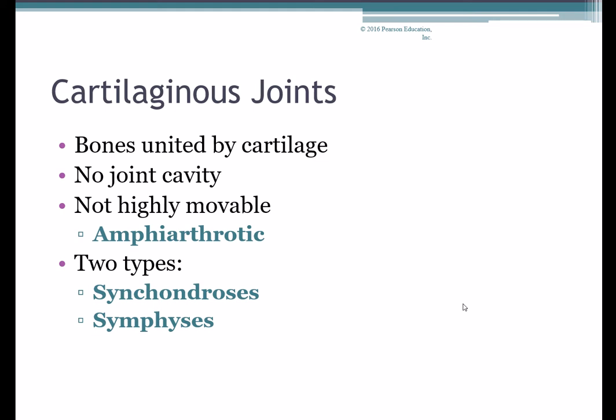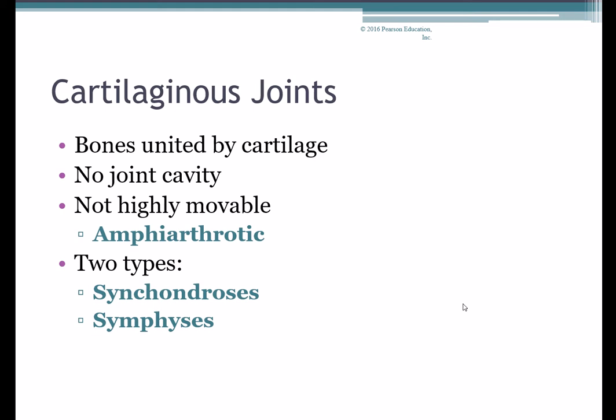They do not have a joint cavity, so they're similar to fibrous joints in that way. They are considered amphiarthrotic joints by and large. They have a little bit of movement, but not really a whole lot. But certainly more than most of the fibrous joints.